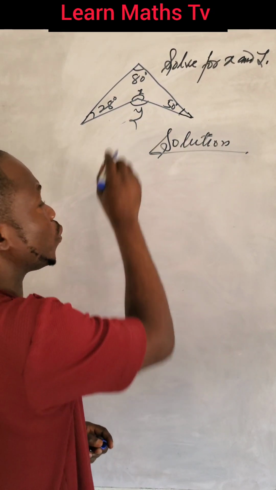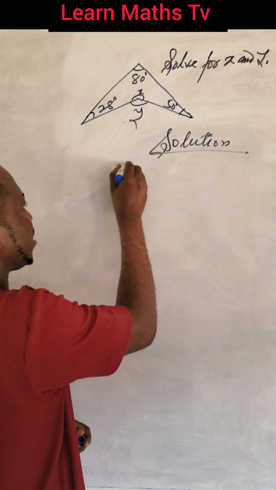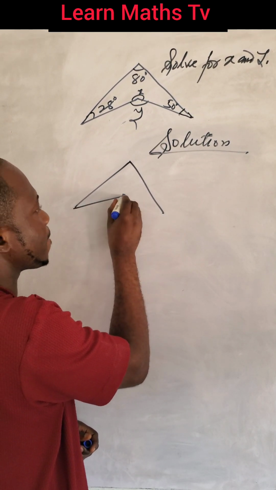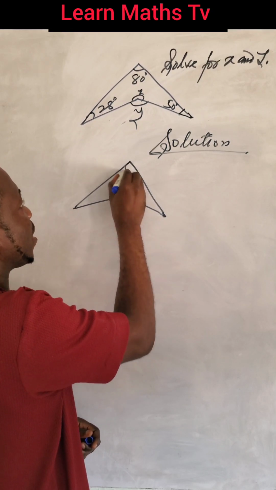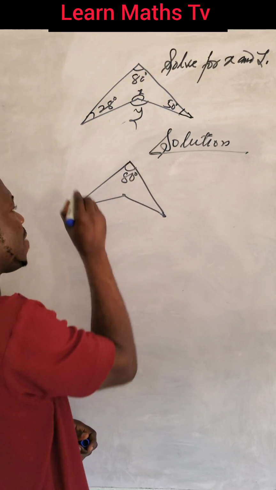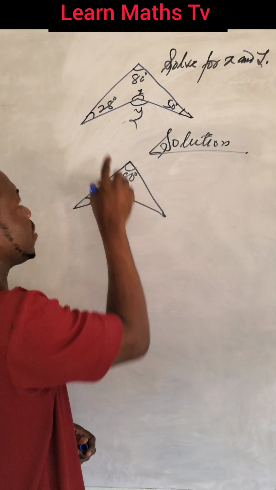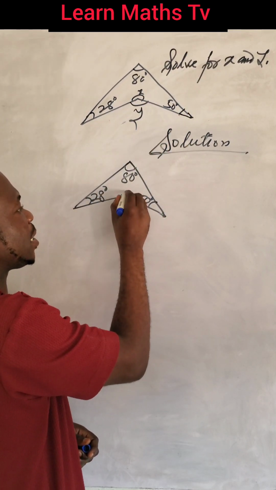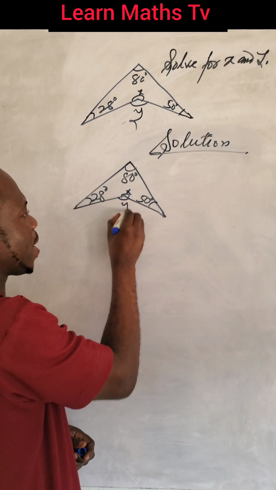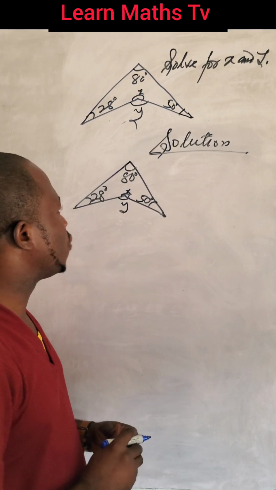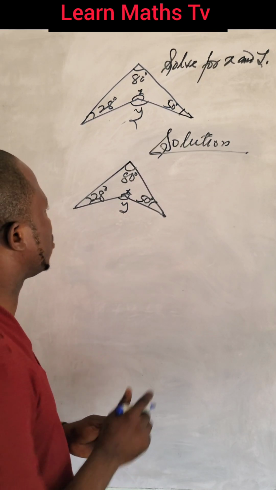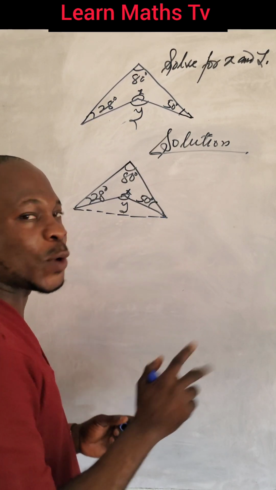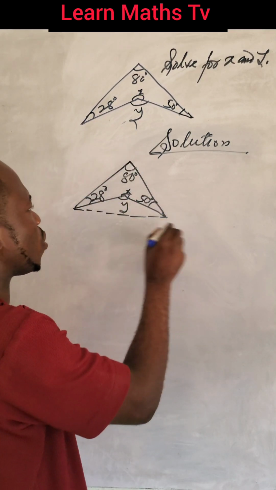So permit me to reproduce the diagram above, and I'll have something like this. Here is 80 degrees, here is 28 degrees, and here is 50 degrees. Remember, this is my x here, and this is my y. So I would need to complete this triangle by drawing a straight line this way to complete it here. We now have two triangles, the bigger triangle and the smaller triangle.